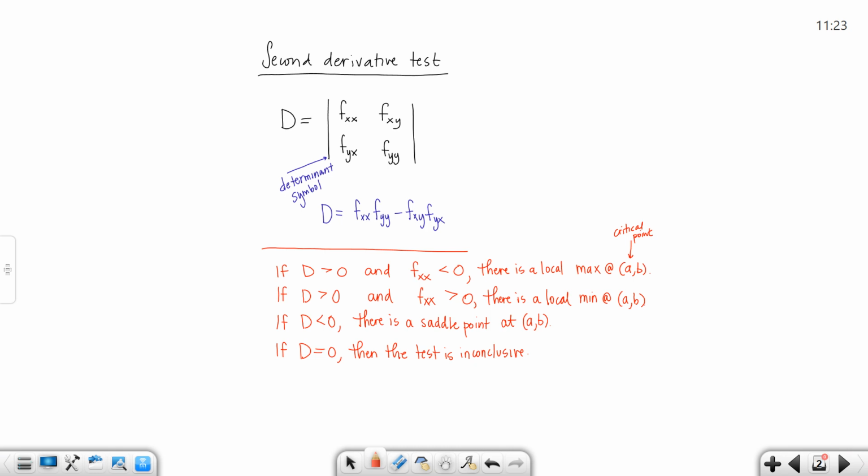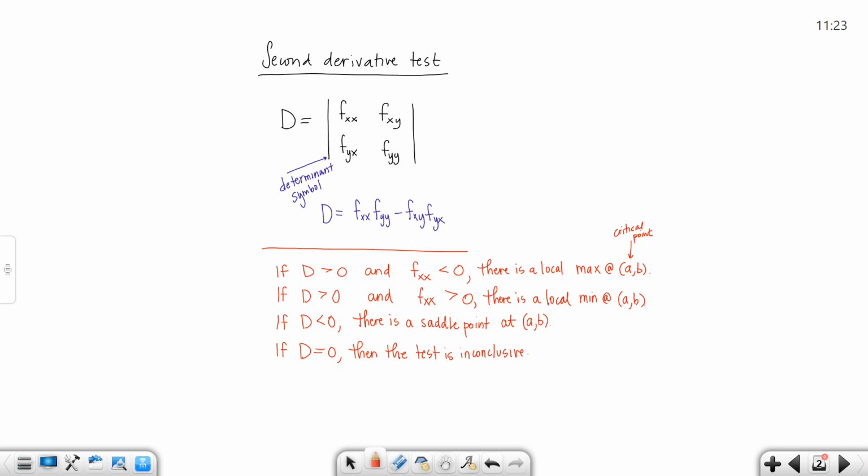Okay, your second derivative test looks like this. We call capital D this determinant, and the two vertical lines, that's your determinant symbol. So of course you take your main diagonal, fxx, fyy, minus your secondary diagonal product, fxy, fyx. Now, D is an important number. It's going to help you determine if you have a max or a min.